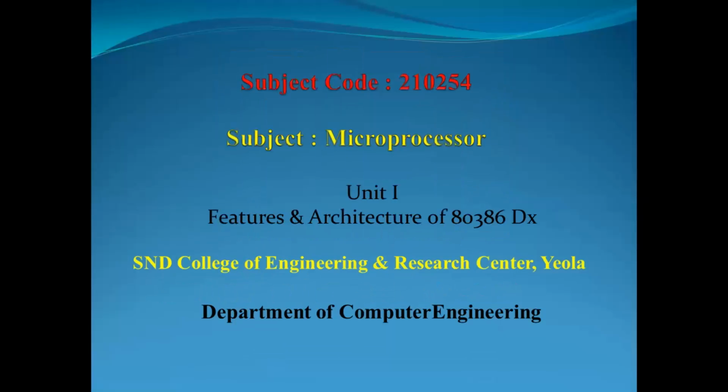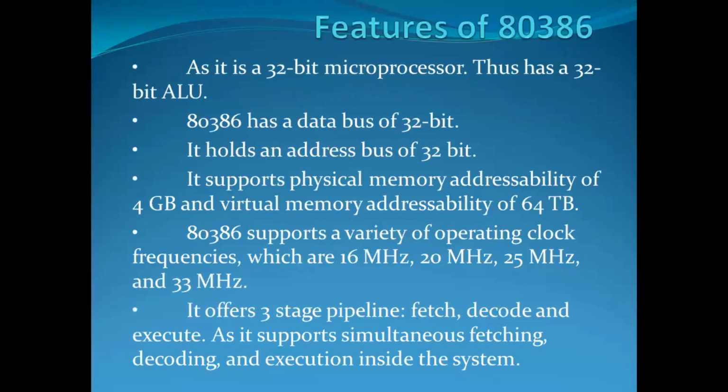Hello friends, today we will discuss the Unit 1 Microprocessor subject: the features and architecture of the 386DX and its operating modes. The features of the 386: it is a 32-bit microprocessor, thus it has a 32-bit ALU, arithmetic logic unit.